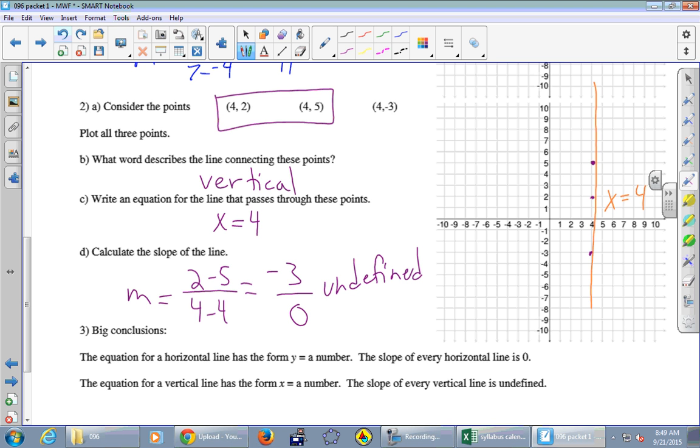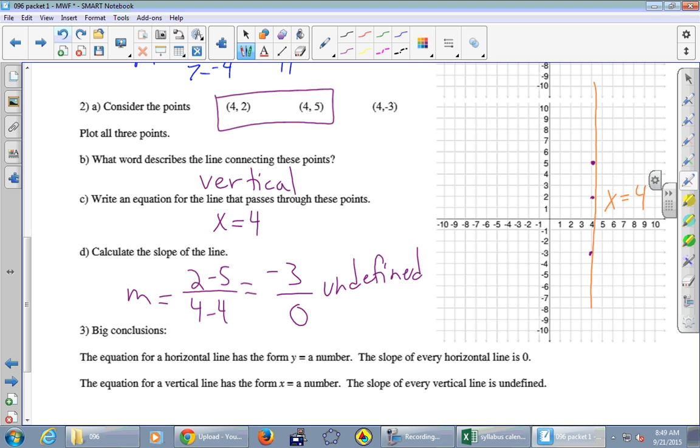All right, big conclusions. The equation for a horizontal line, that was the first one we did, is always y equals a number. And the slope of every horizontal line is 0. The equation for a vertical line always has the form x equals a number, like this guy, and the slope of every vertical line is undefined. So there are essentially 4 important things to know about horizontal and vertical lines, and they are all in those 4 sentences down there, all right?